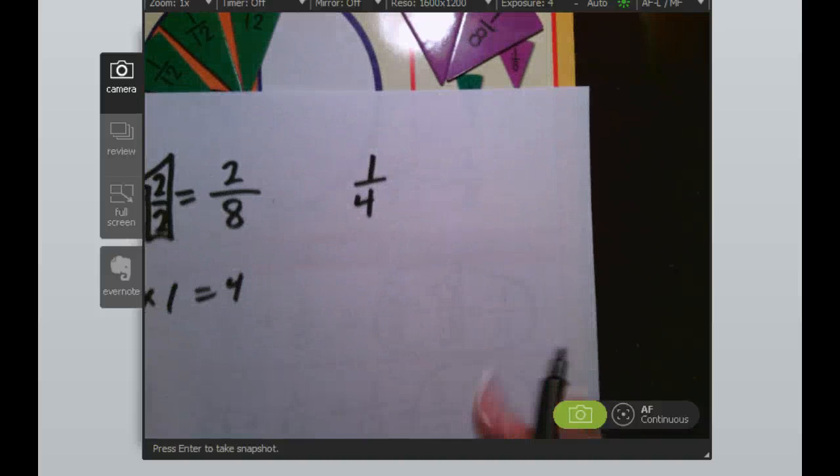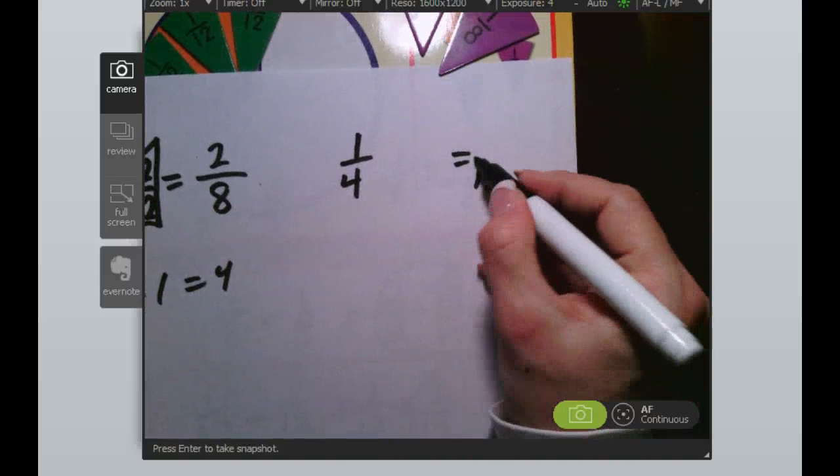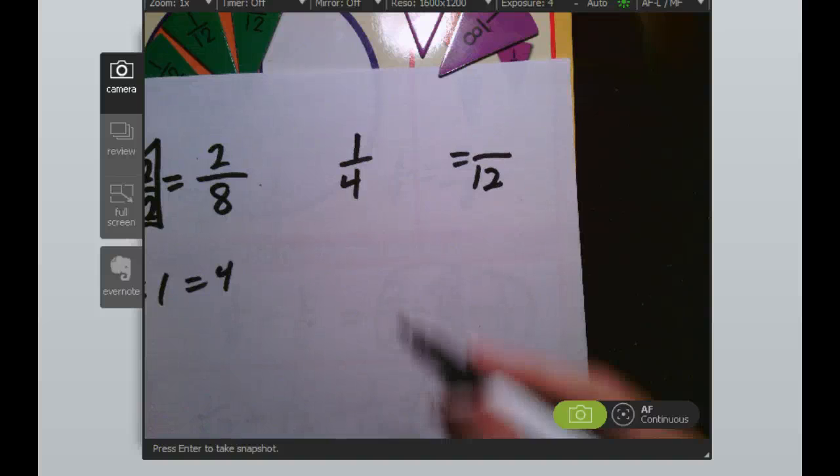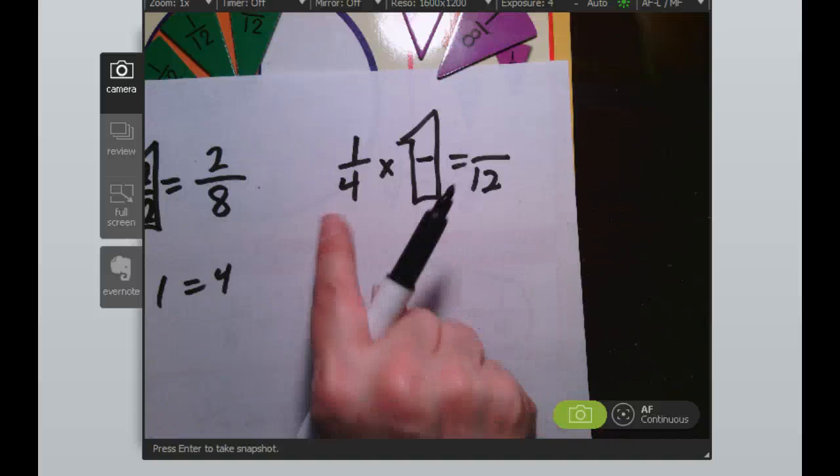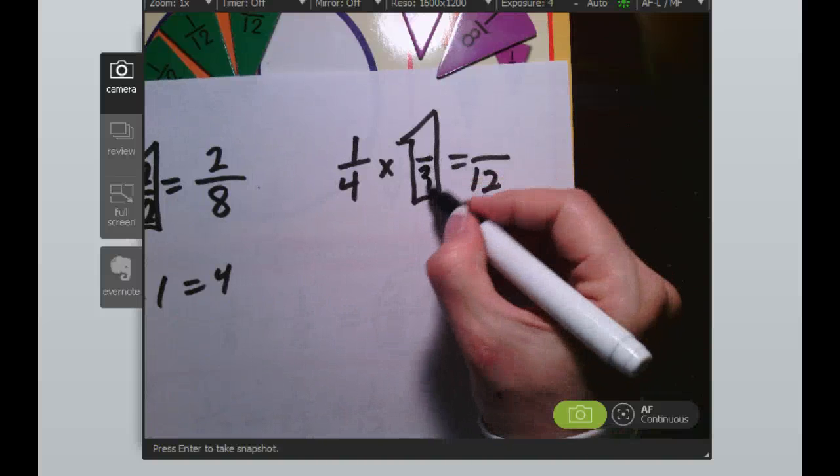Let's do the same thing with twelfths. We know we want 1/4, and we know that we want twelfths. So how many twelfths is it going to take? So let's multiply by the equivalent of 1. 4 times what is 12? I know 4 times 3.